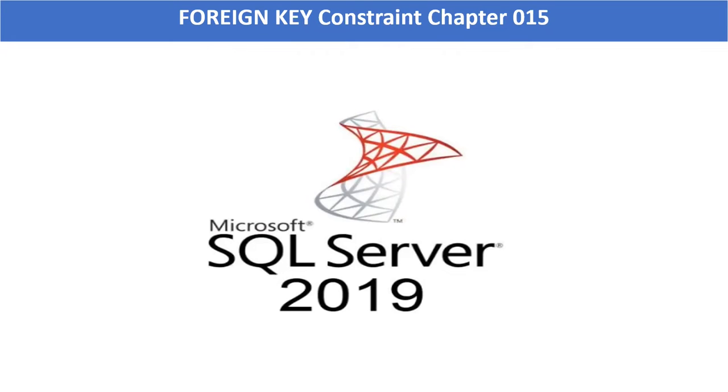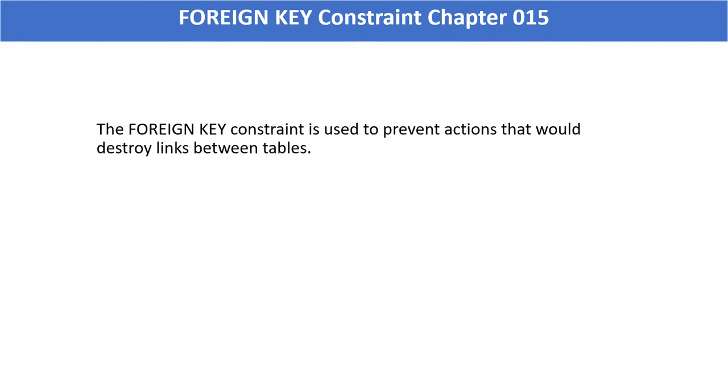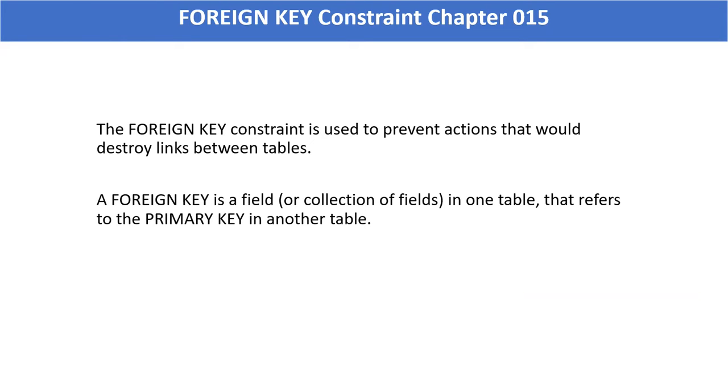Hello viewers, in this video we will see what the SQL foreign key constraint is. The foreign key constraint is used to prevent actions that would destroy links between tables. A foreign key is a field or a collection of fields in one table that refers to the primary key in another table. Let's see an example.